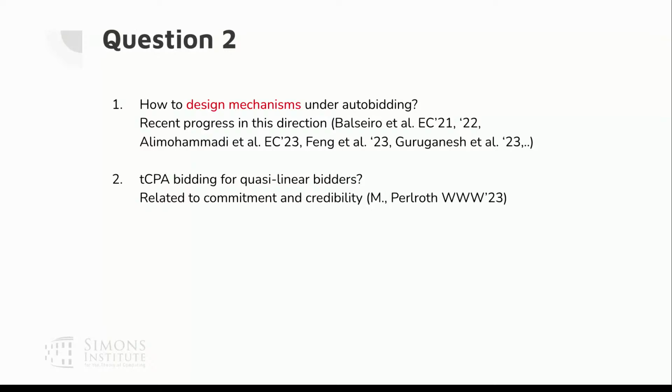Another question that we asked with Andres Perlroth is, why would quasi-linear bidders or advertisers choose target type knobs? Why would I talk about average cost if I have marginal utilities? And that turns out to be an interesting question related to the notions of commitment and credibility in auctions.